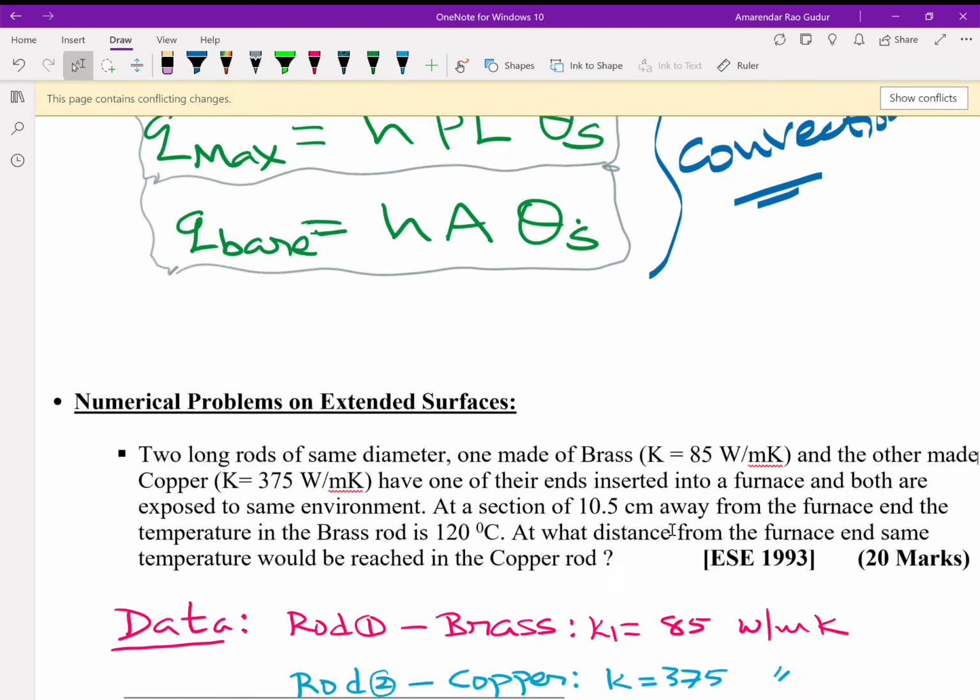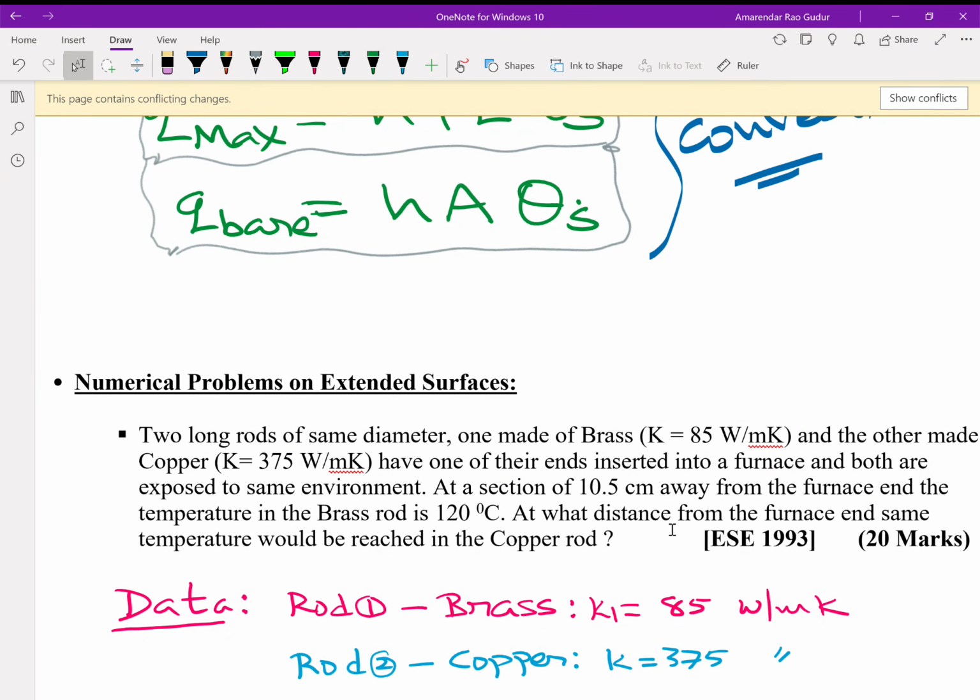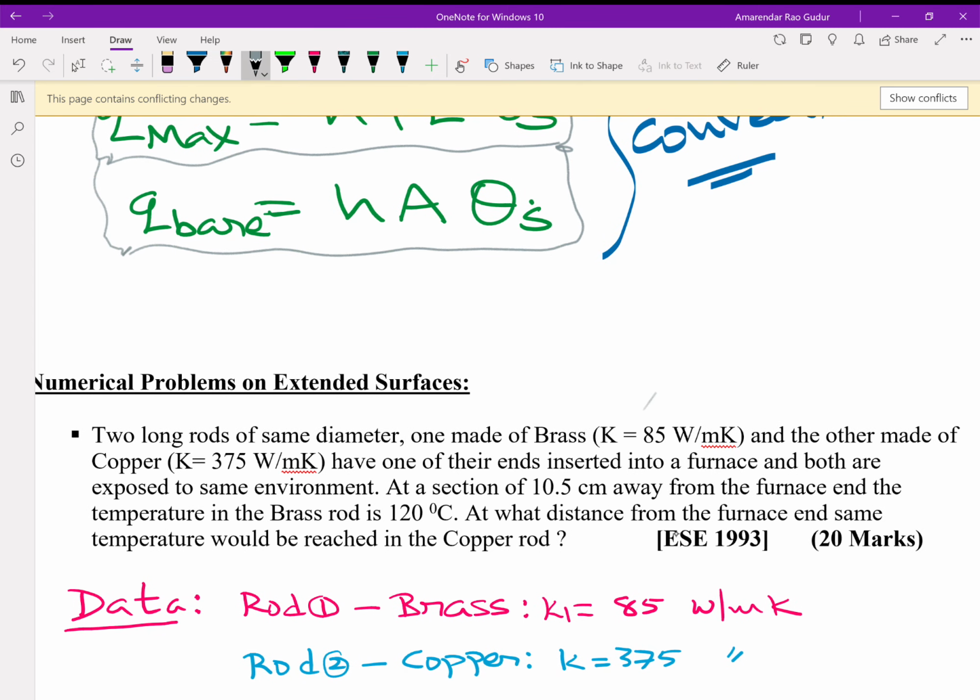Now let us pick up some numericals of previous engineering services examinations. First problem is: two long rods of the same diameter, one made of brass, k is 85, and the other made of copper, k is 375, have one of their ends inserted into a furnace and both are exposed to the same environment. At a section 10.5 centimeters away from the furnace end, the temperature in the brass is 120 degrees centigrade. At what distance from the furnace end would the same temperature be recorded in the copper rod? This problem has been given for full 20 marks way back in 1993. Of course, deriving the equation used may carry 10 marks. Solution may carry 10 more marks.